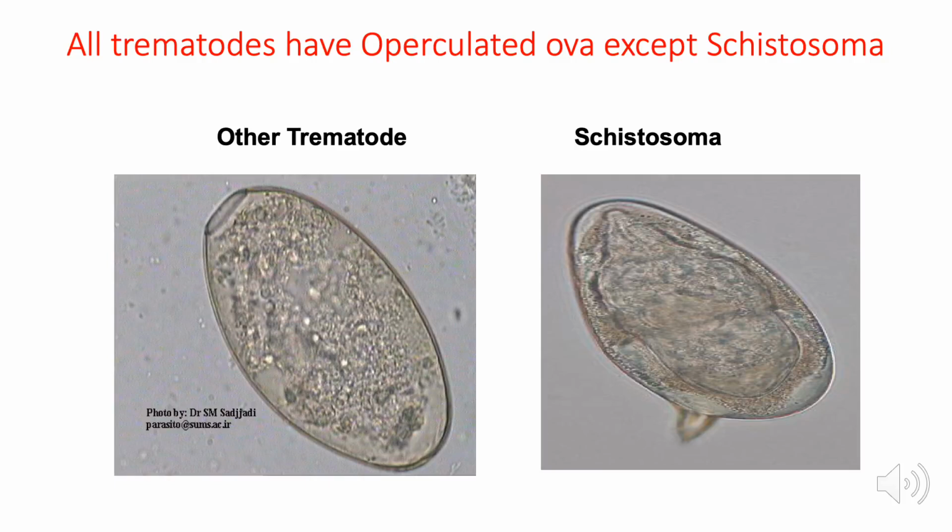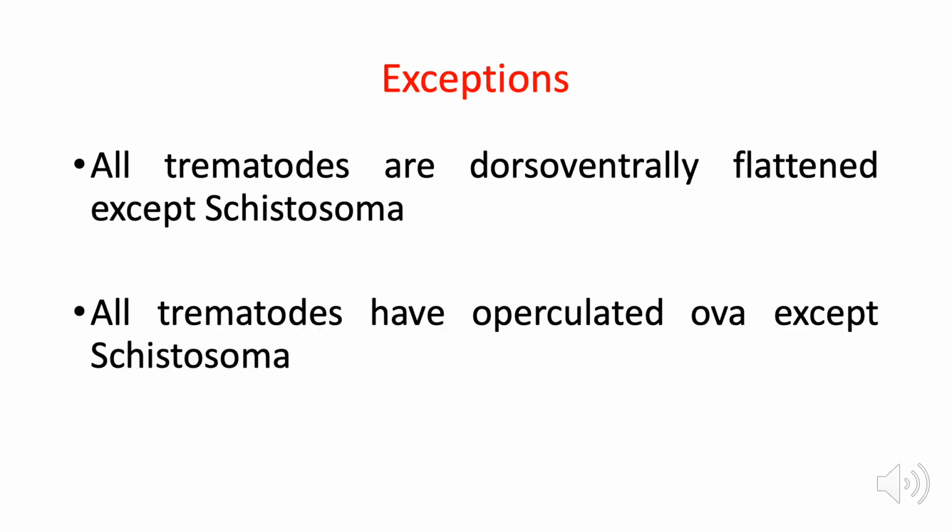Another difference between a typical trematode and the Schistosoma species is that the eggs or ova of typical trematodes are operculated, and you don't see the same structure in the ova of Schistosoma. What you have on the Schistosoma eggs are spines attached to the shell. What have we learned so far? That all parasitic trematodes to humans are dorso-ventrally flattened except for Schistosoma. All trematodes have operculated ova except for Schistosoma.